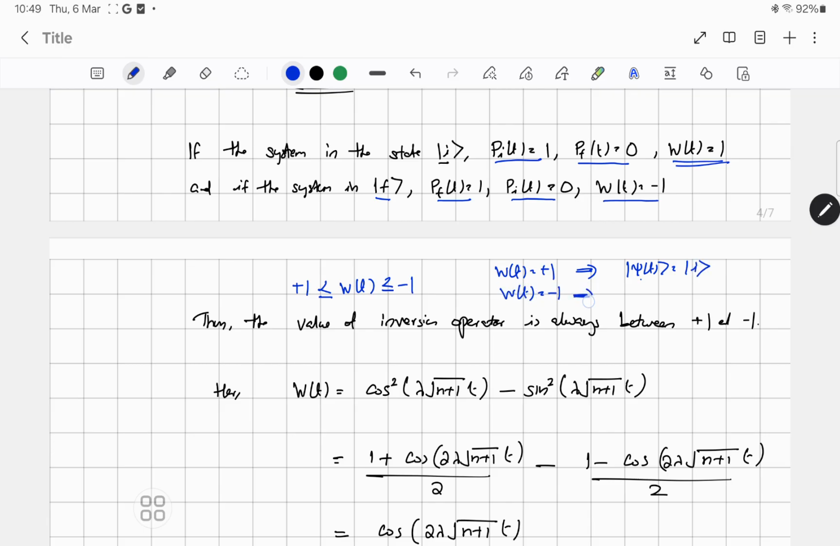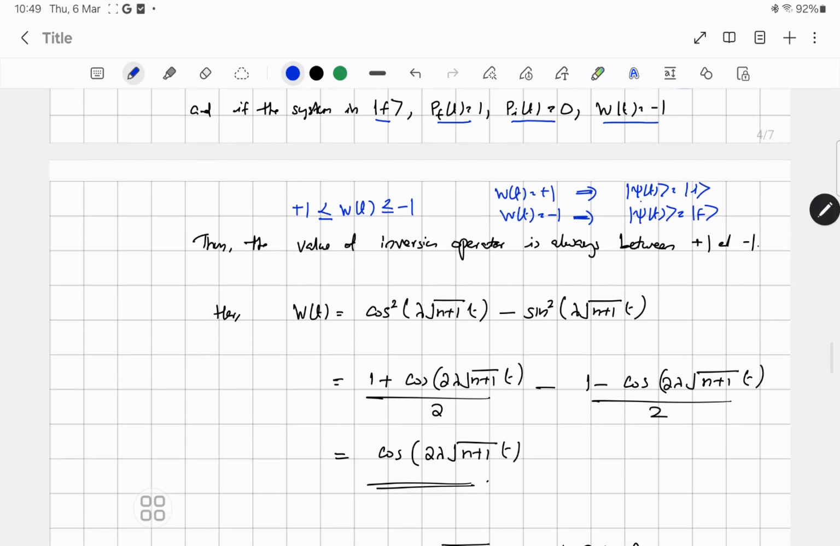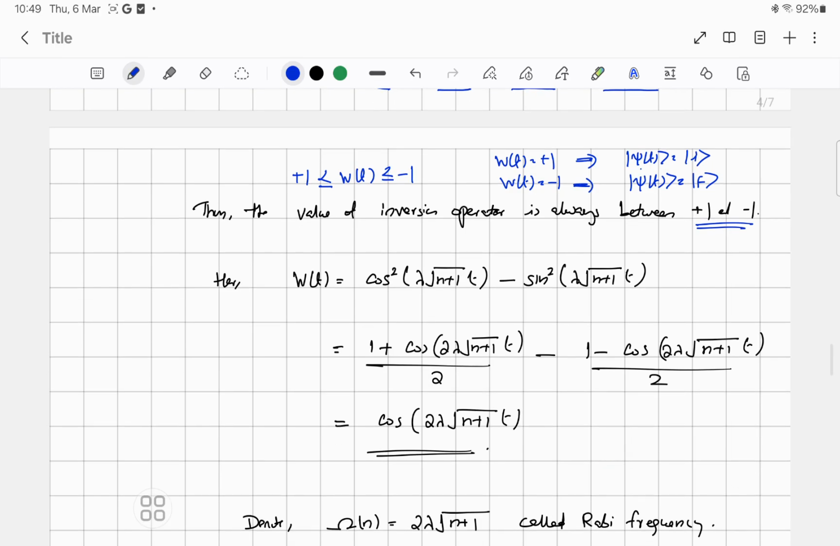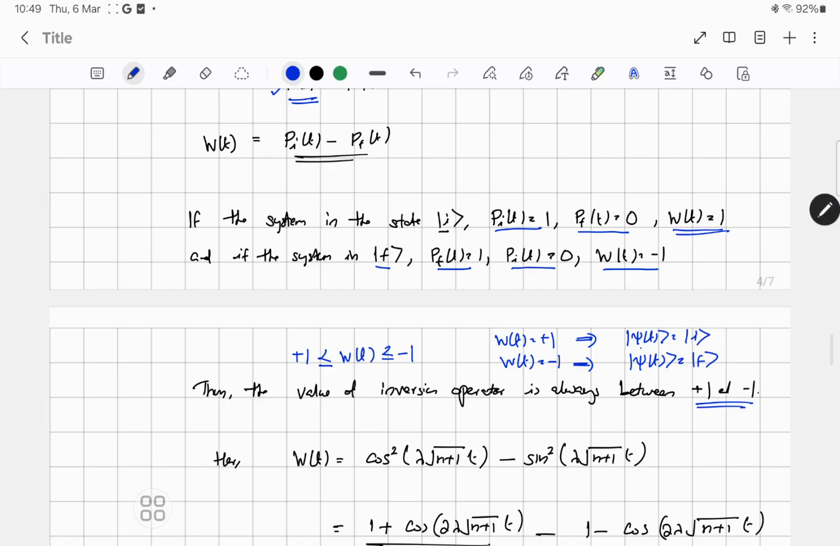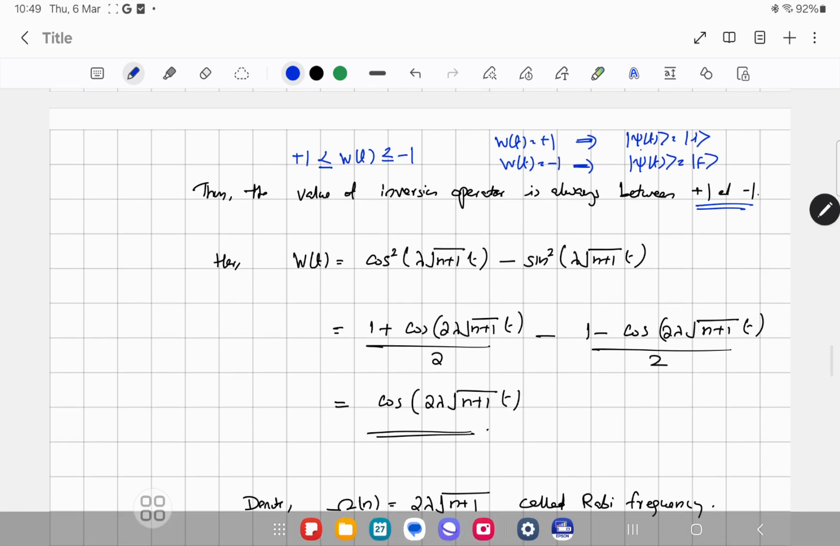W of t minus 1 means the system is in state F. So it is always between plus 1 and minus 1. You can calculate W of t because we already know the expression for Pi and Pf. Pi is cos square of lambda root n plus 1 into t, and Pf is sine square of lambda root n plus 1 into t. So we can calculate this W of t exactly for this particular system with the Fock state.